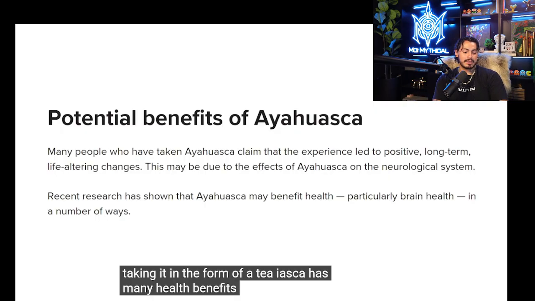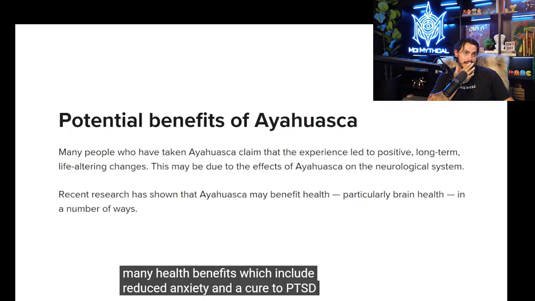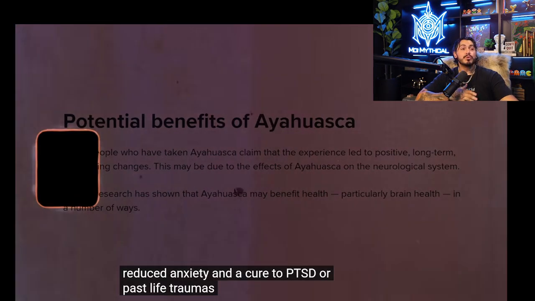How long does ayahuasca last? I'll play it and we'll keep it going. Which include reduced anxiety and a cure to PTSD or past life trauma. Shut up, dude. It's saying that the total trip duration can last around 4 to 6 hours. Onset, when it kicks in, is 20 to 60 minutes after drinking, and the peak hits an hour, or an hour and a half to 3 hours after you take it, kind of like an edible.